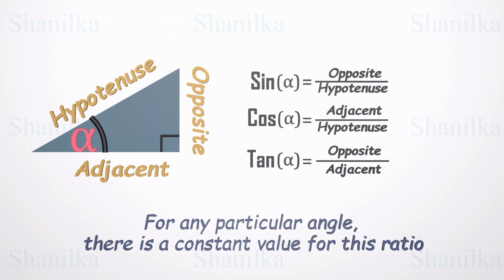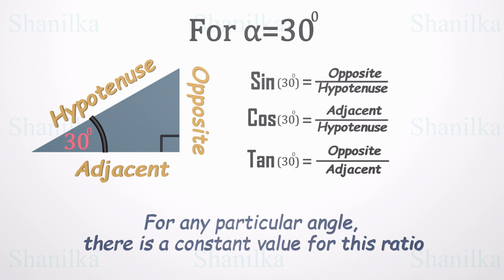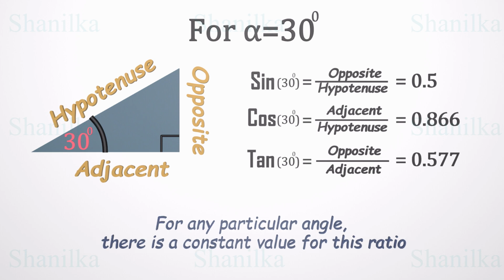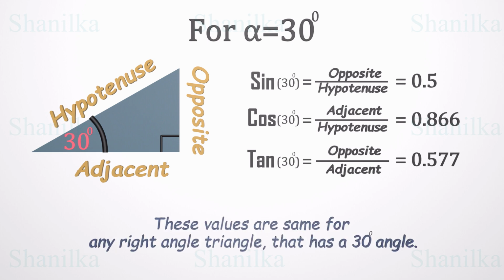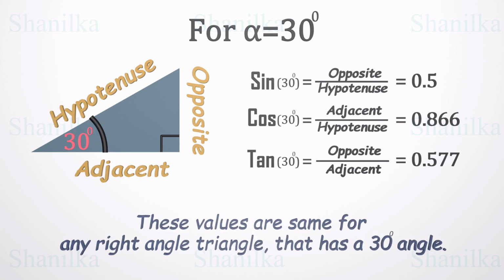For any particular angle, there are constant values for these ratios. For example, let's consider the angle is equal to 30 degrees. For the sine ratio, we get 0.5. For the cos ratio, we get 0.866. For the tan ratio, we get 0.577. These values are the same for any right-angled triangle with a 30-degree angle, no matter what the size and orientation are.